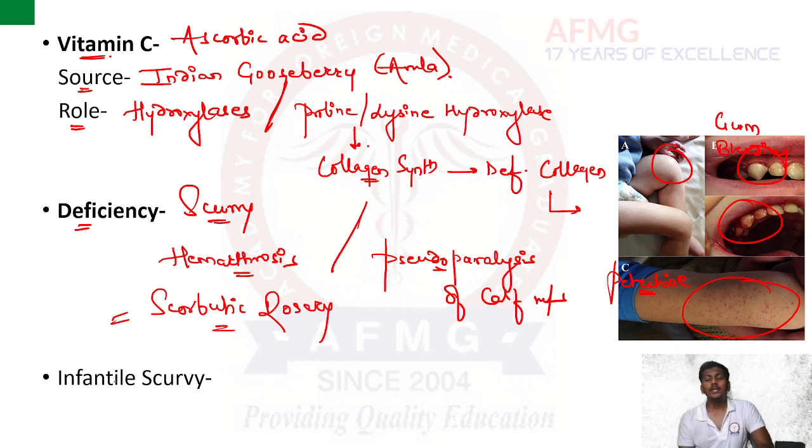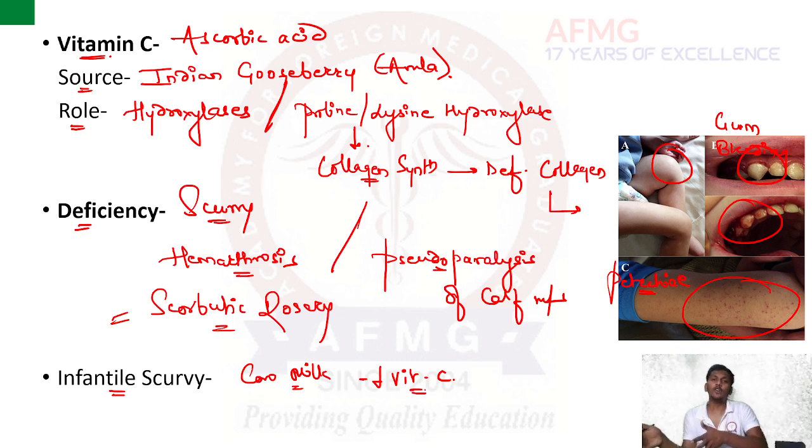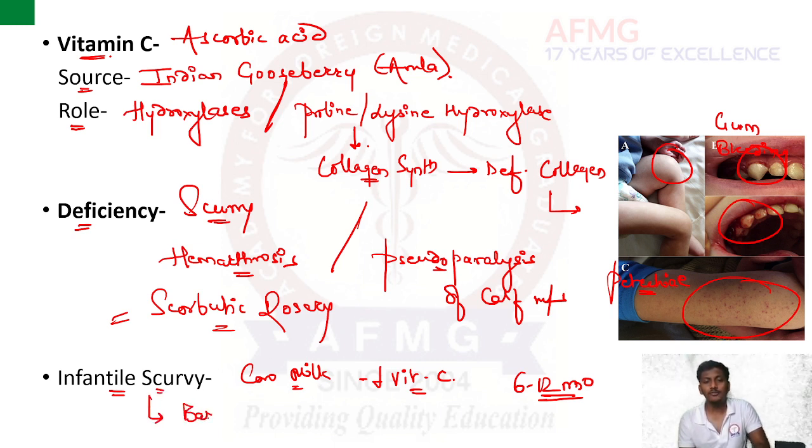Please remember. Then if I talk about infantile scurvy, as we know, cow milk is usually deficient in vitamin C, right? Cow milk contains decreased levels of vitamin C. Therefore, when a child is shifting from breast milk to cow milk, from 6 to 12 months of age, during the weaning period when complementary feeds are being given, the child can suffer from vitamin C deficiency. Therefore, it is known as infantile scurvy, also sometimes referred to as Barlow's disease, right? Therefore, in this condition, during weaning time, we prefer giving vitamin C supplementation to the child.